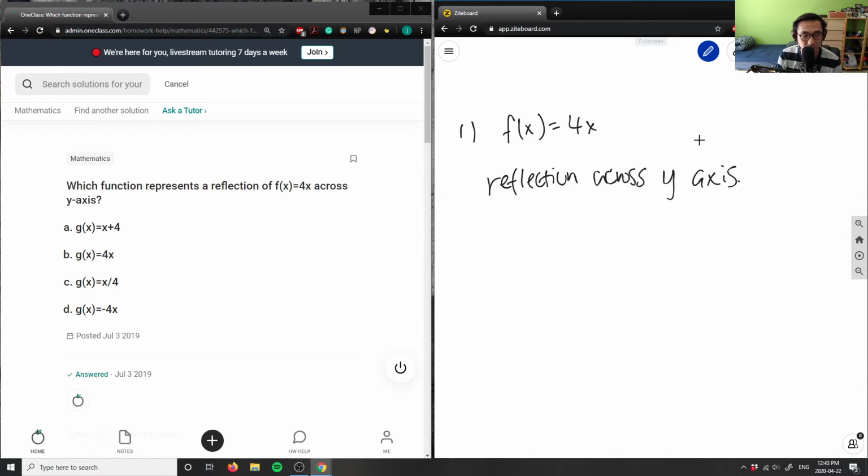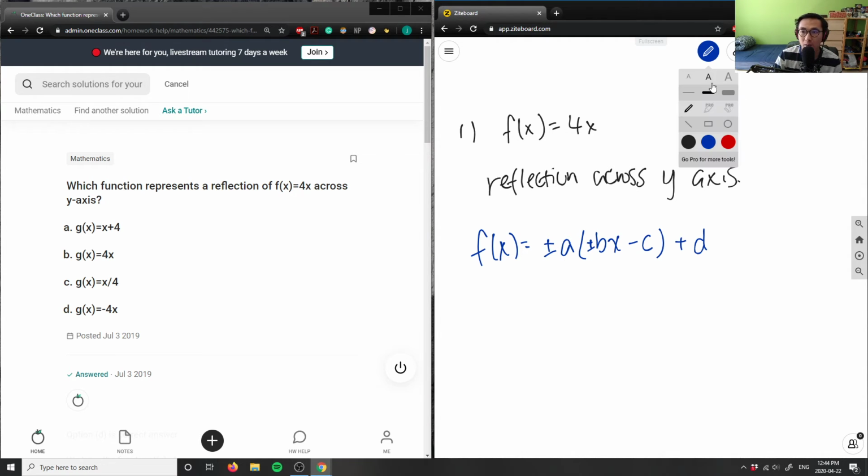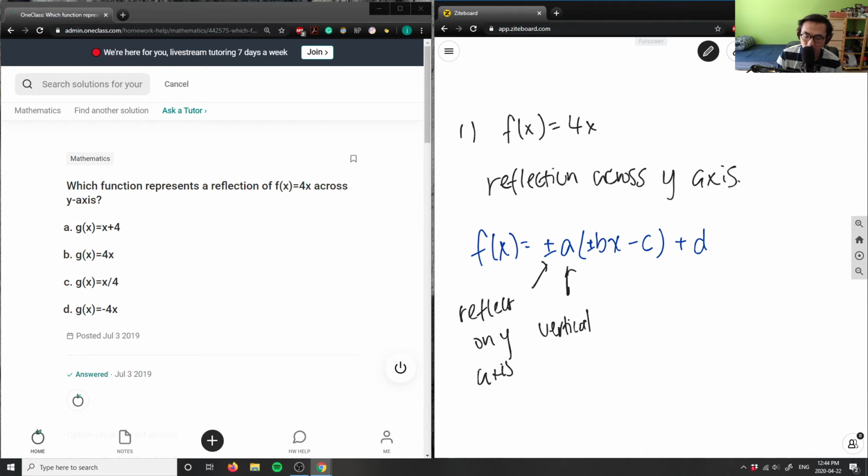So if you recall from transformations of functions, what we have here is f of x equals plus or minus a times b times x minus c, plus d. This plus or minus here just means this is a reflection across the y-axis. Let me just write this down here. The a here is a vertical stretch or compression, or expansion. You could also say stretch or compression.